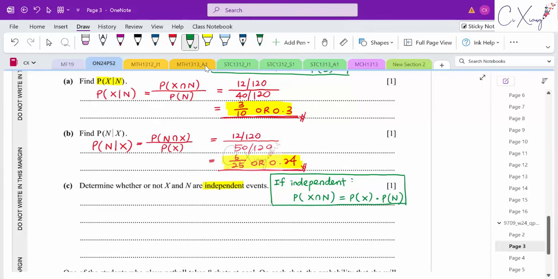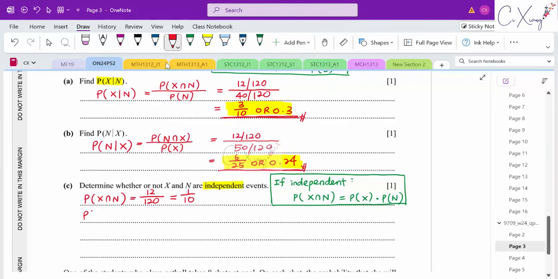Okay, all right, so now we need to find out X intersect with the N. Just now we already got the probability, which is 12 over 120, and you should get 1 over 10.